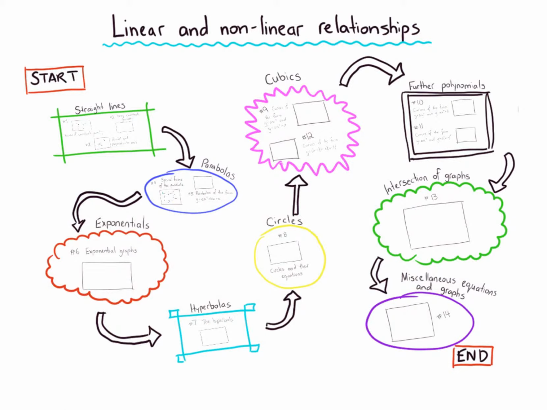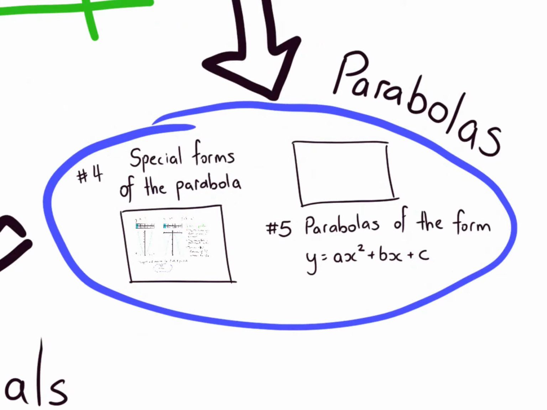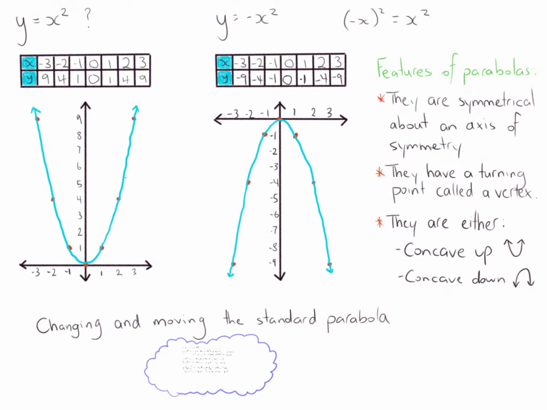Last lesson we started our work on parabolas and we looked at special forms of the parabola. We had y equals x squared as our standard parabola and we moved it around and flipped it upside down and whatnot. And today we're going to be looking at a more general version of the parabola, y equals ax squared plus bx plus c.